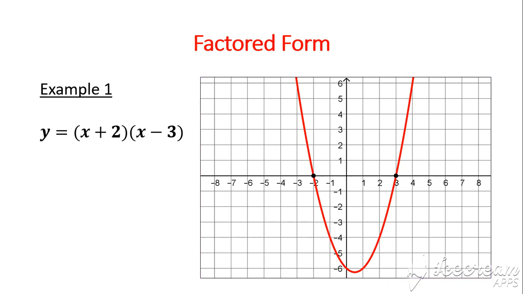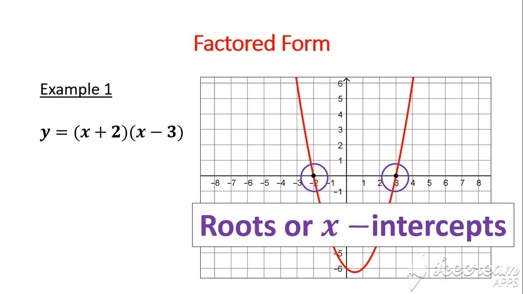Now let's explain a couple of things. This parabola has 2 points which pass through the x-axis. These 2 points here, we call them roots. It's a very old-fashioned word, roots. Another word mathematicians use is the x-intercepts. And the graph crosses the x-axis twice, so there are 2 roots.